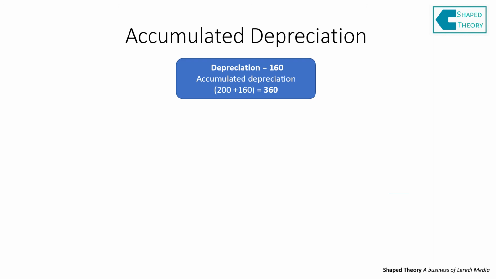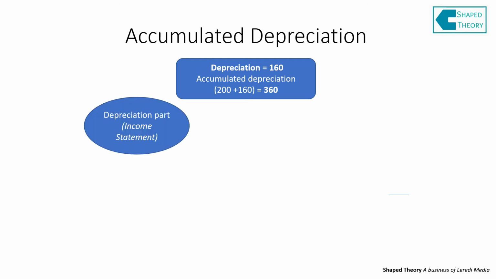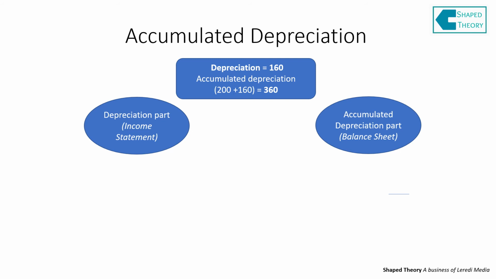Now, the depreciation you calculate in the current period will be recorded in the income statement or profit and loss statement as an expense in that particular current period. The contra entry of this will increase the accumulated depreciation in the balance sheet or the statement of the financial position. In a nutshell, the depreciation amount of the current period goes to the income statement and the contra entry of it is recorded in the accumulated depreciation account in the balance sheet.